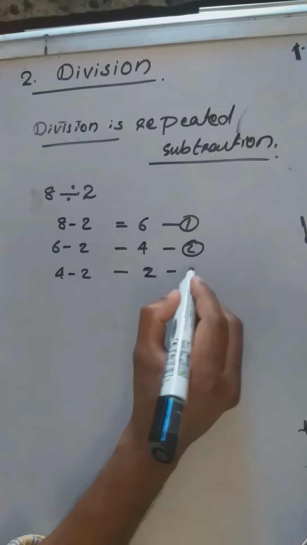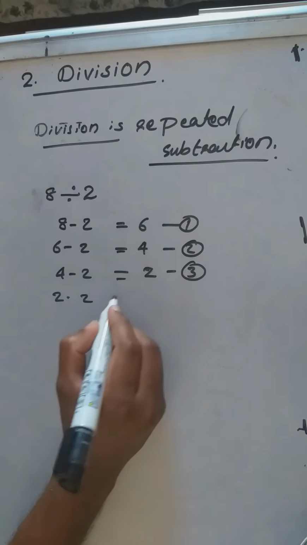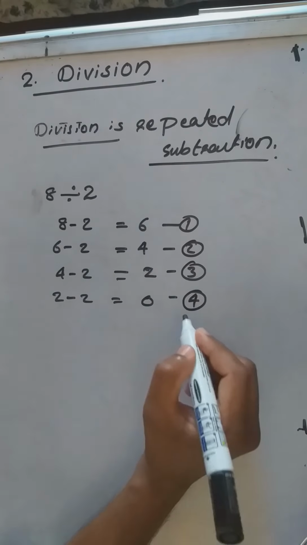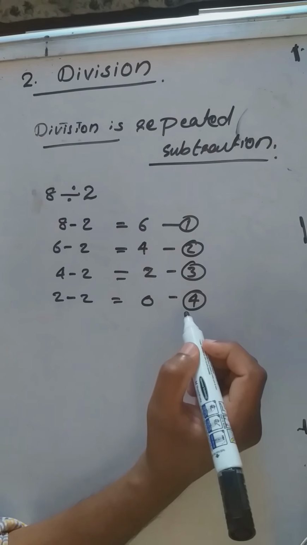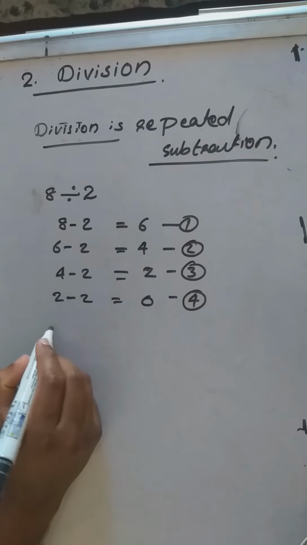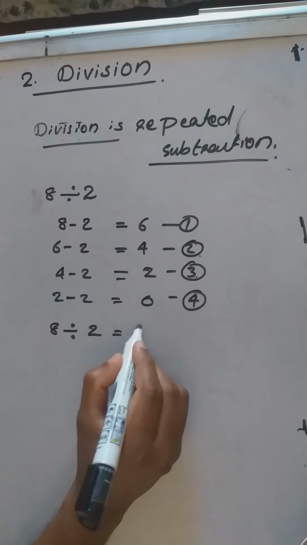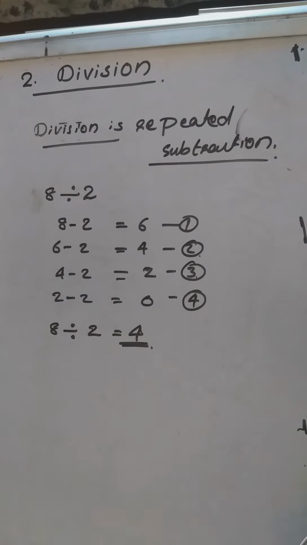is equal to 2. Subtracted 3 times, again 2 minus 2 is equal to 0, 4. So here we subtracted 2 from 8. How many times? 4 times. So we can write here 8 divided by 2 is equal to 4. We got the answer. So here we got the proof. That is, the division is repeated subtraction.